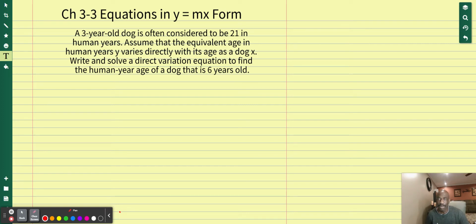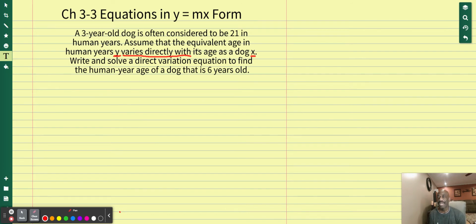So what we want to do is look at what it says next. It says assume that the equivalent age of a dog in human years, and then they have the variable y right here to let you know the human years is going to be the y variable, and it varies directly with the age of the dog, x. So it's telling you which one's y and which one's x. Varies directly with means there is a relationship between the age of a dog and human years.